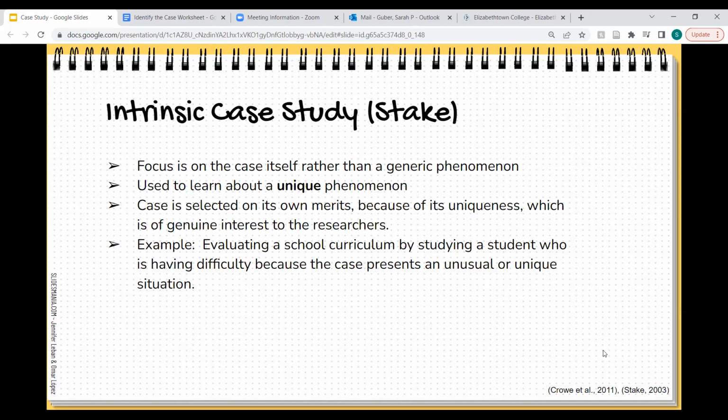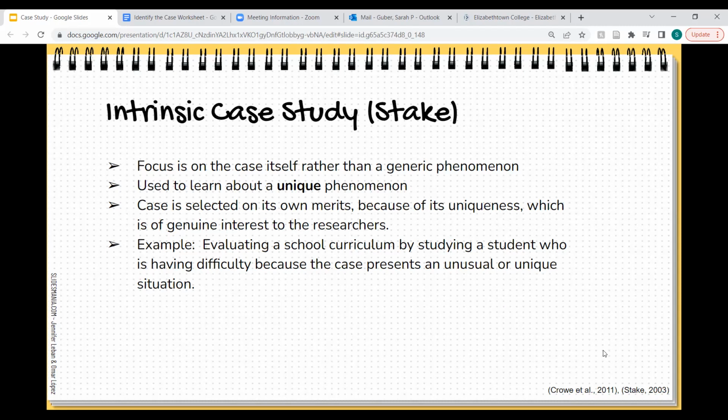So one of Stake's types of case studies is intrinsic. So in intrinsic case studies, the focus is on the case rather than a generic phenomenon. So it's used to learn about something unique. So these are the cases like the videos we watched. The case was really interesting.